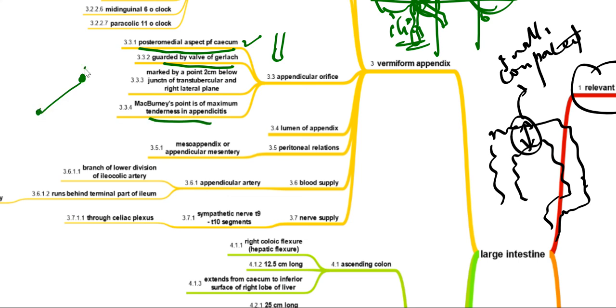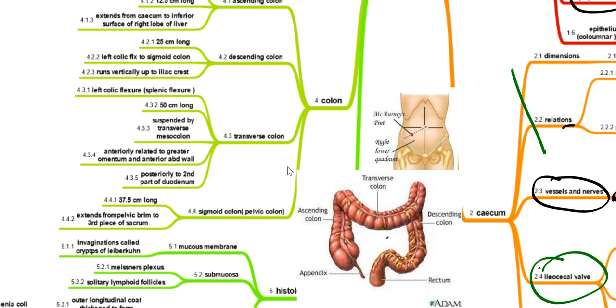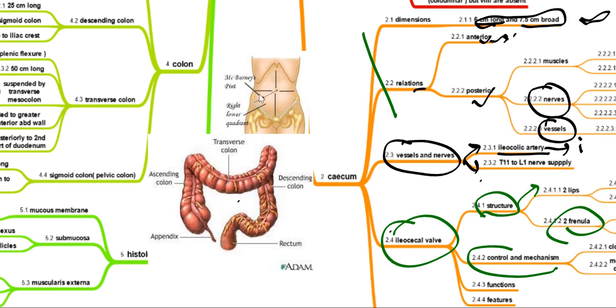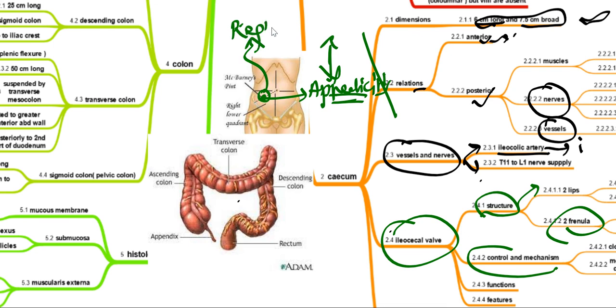Here the umbilicus is present. Here is the inguinal ligament. So lateral 1/3 and medial 2/3. Here the McBurney's point is present. You can see this is McBurney's point. Tenderness can be felt here in appendicitis. In appendicitis, there is pain in this region.